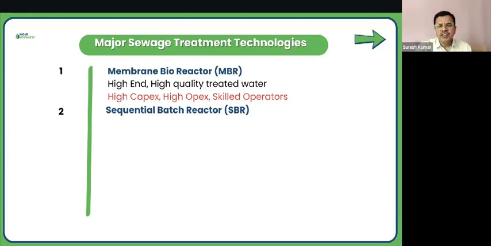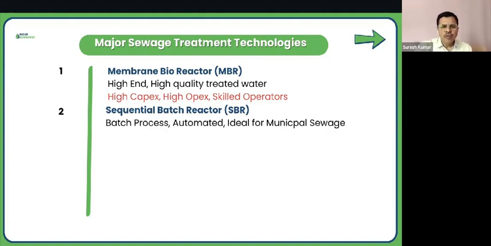It is called sequential batch reactor. Some people also call it sequencing batch reactor. Both are interchangeable. Please note the word batch. What batch means is it simply is a batch process. When it is a batch process, that means whenever there is a certain volume of water available for process, it will treat. This is ideal for large scale STPs like municipalities, right? The process tank volumes are smaller. It is suitable for that kind of application.